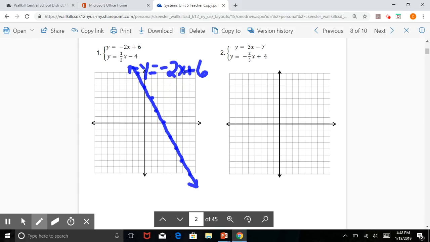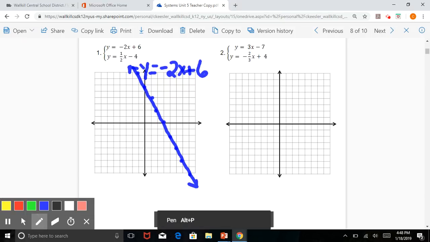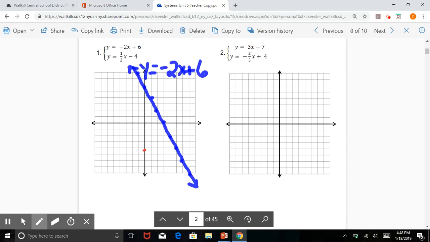Next, we take a look at the second equation, which is y equals 1/2 x minus 4. So we start at -4. We count up 1 over 2, up 1 over 2, up 1 over 2, or down 1 left 2, down 1 left 2, down 1 left 2. Draw your line through your points neatly with a straight edge. Yours should look much better than mine. And label it with the equation.